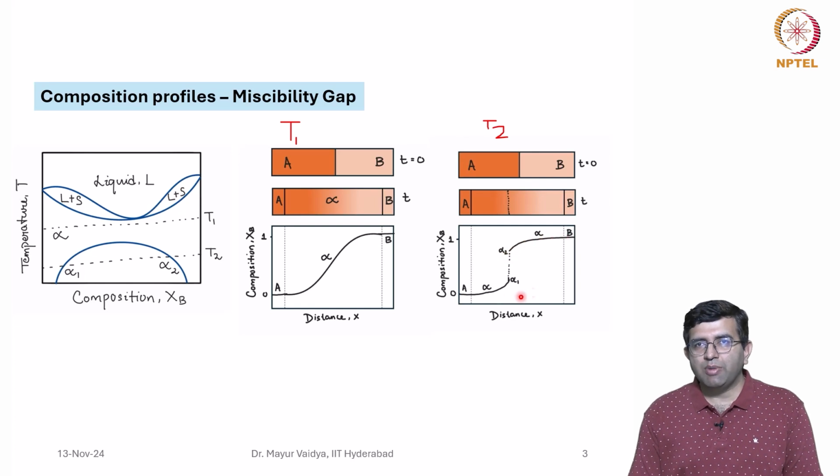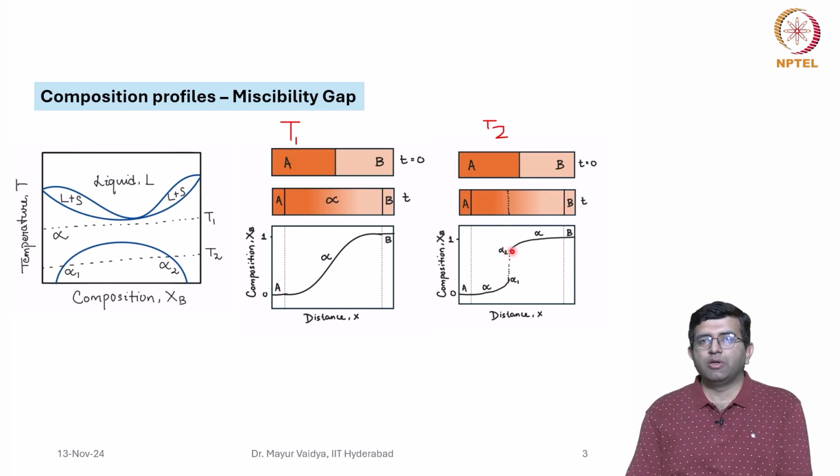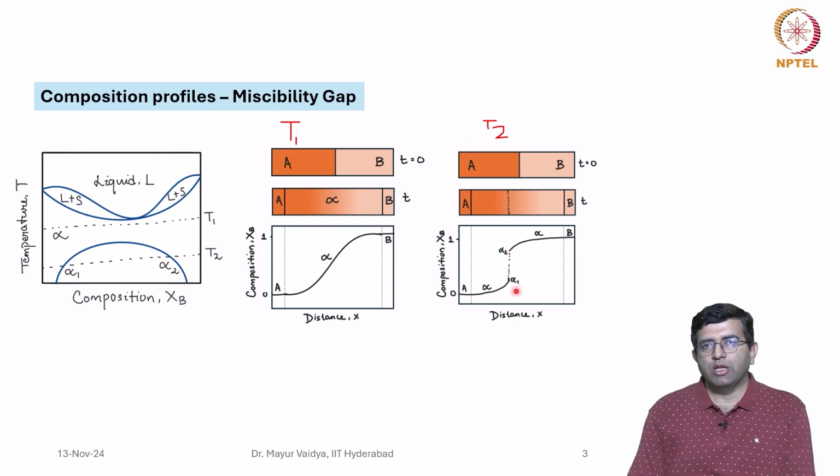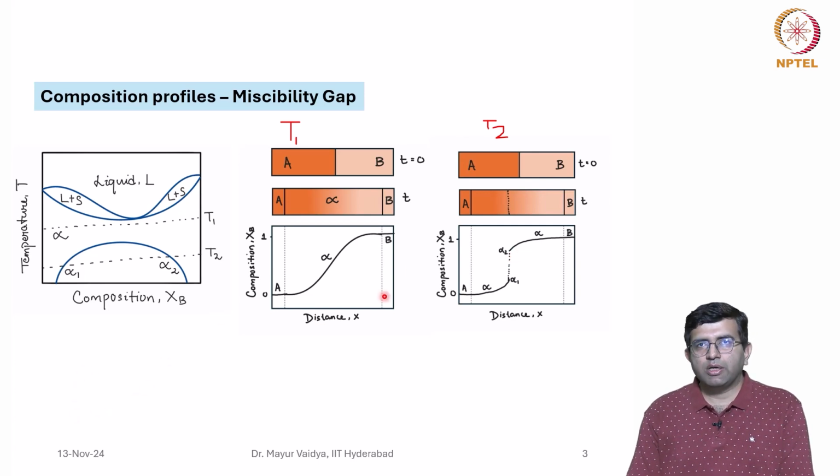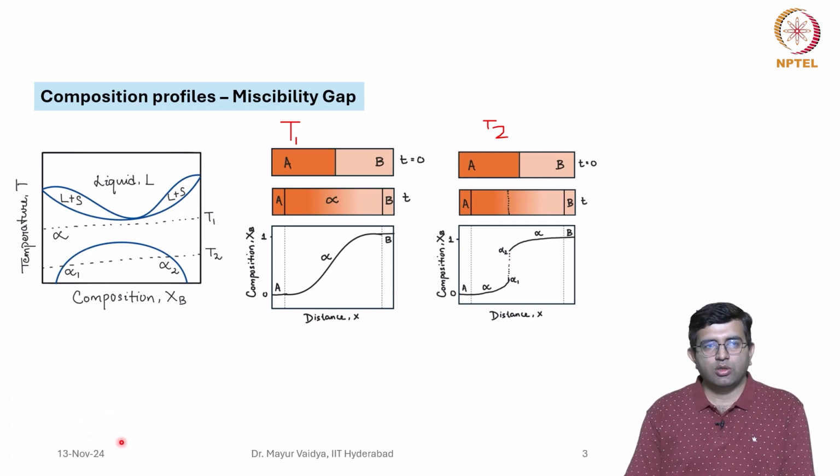So, in the miscibility gap, you will not see an alpha 1 plus alpha 2 region in the interdiffusion zone. What you will only see is a break or a jump in the composition profile. Remember, this is a jump; this dashed line does not indicate there is a composition, it indicates only the jump. Okay. So, hope that is clear to all of you.